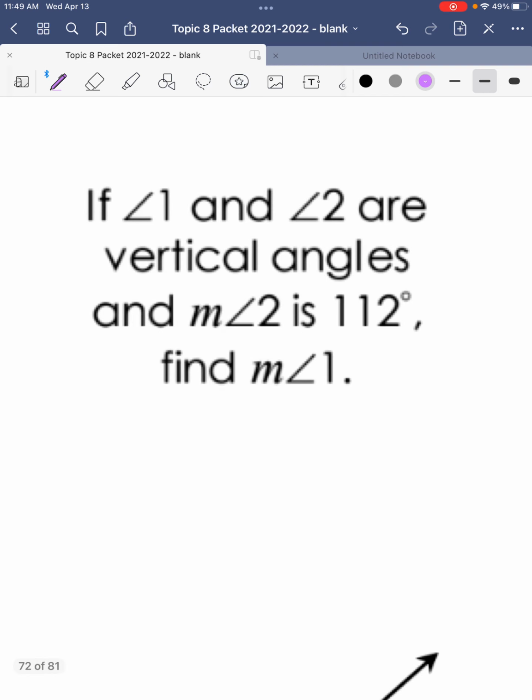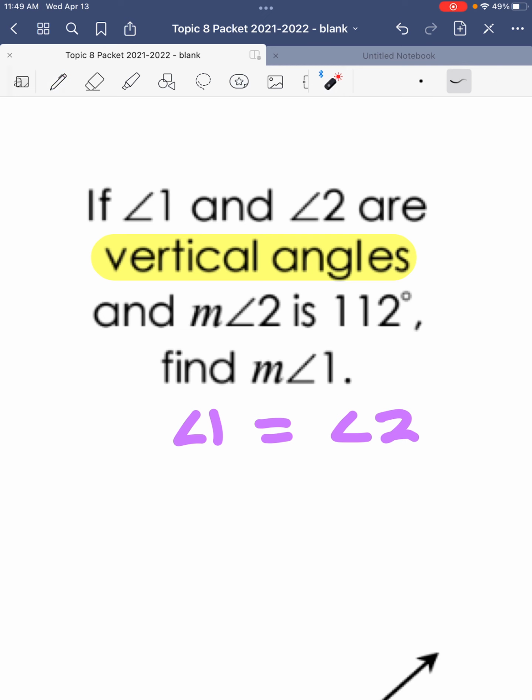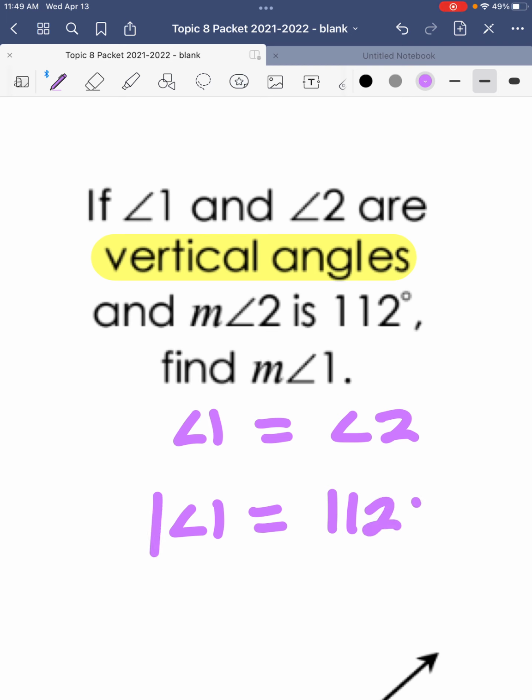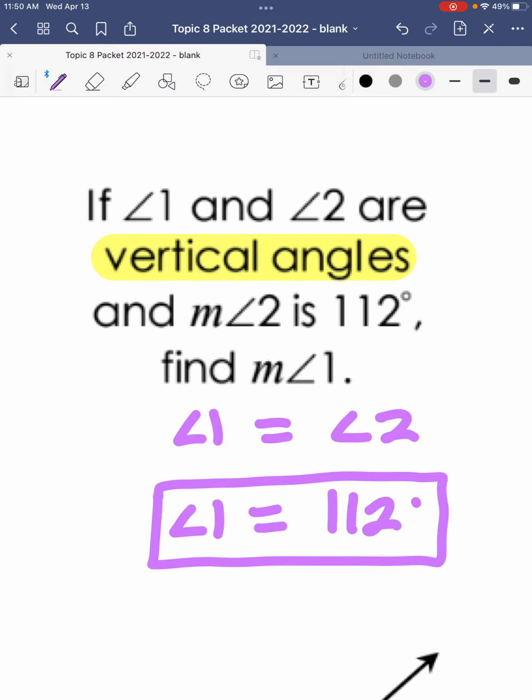Okay, number 3. If angle 1 and angle 2 are vertical angles, and measure of angle 2 is 112 degrees, find the measure of angle 1. Well, start with your vocab. Vertical angles means that they are equal. So I know that angle 1 equals angle 2, okay? I'm also told that measure of angle 2 is 112 degrees, so I can replace that angle 2 with 112. So angle 1 equals 112 degrees, and we're asked to find the measure of angle 1. We just did. So that is my answer.